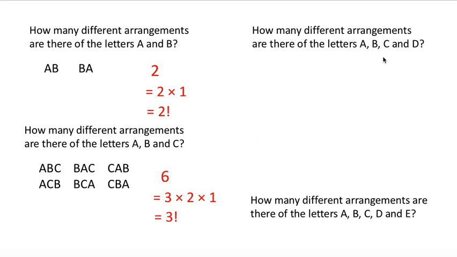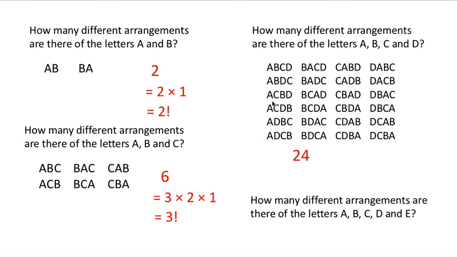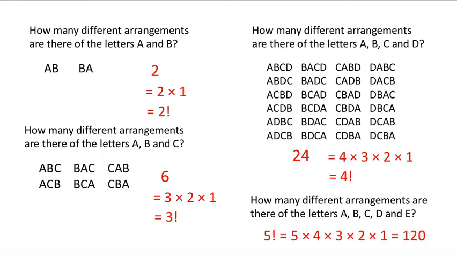How about letters A, B, C, D? Well, there's all the combinations, the 24, but again, it's 4 times 3 times 2 times 1, 4 factorial. How about A, B, C, D, E? 5 factorial, 120. So that's your arrangements. Okay, factorials.